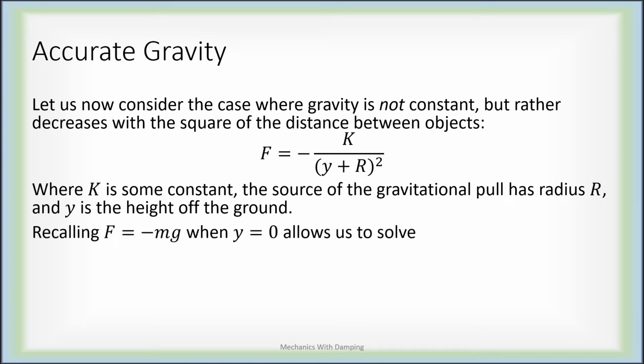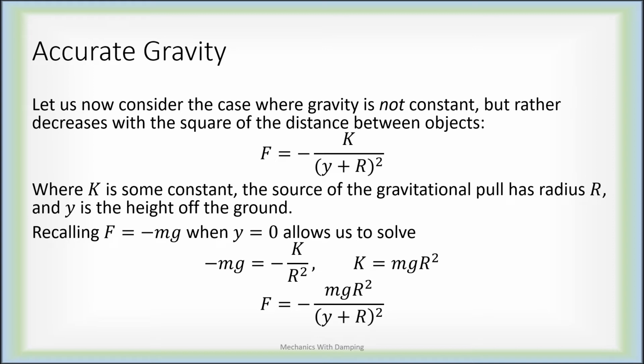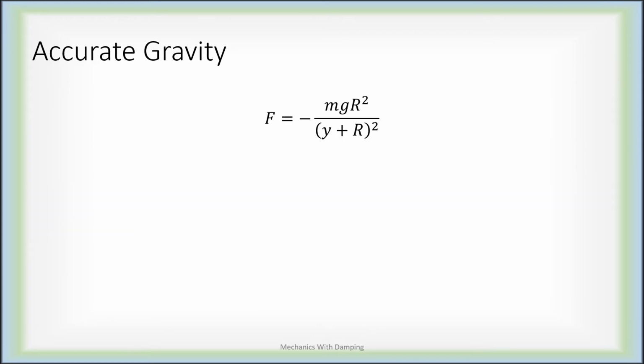But of course, force is mass times the gravity g. When y equals 0, in other words, at the Earth's surface, that allows us to solve by plugging in y equals 0. That negative mg should be negative k over r squared. In other words, k is mg r squared. So our accurate gravitational model says the force of gravity at a height of y meters, or feet or whatever, is given by negative mg r squared over (y plus r) squared.